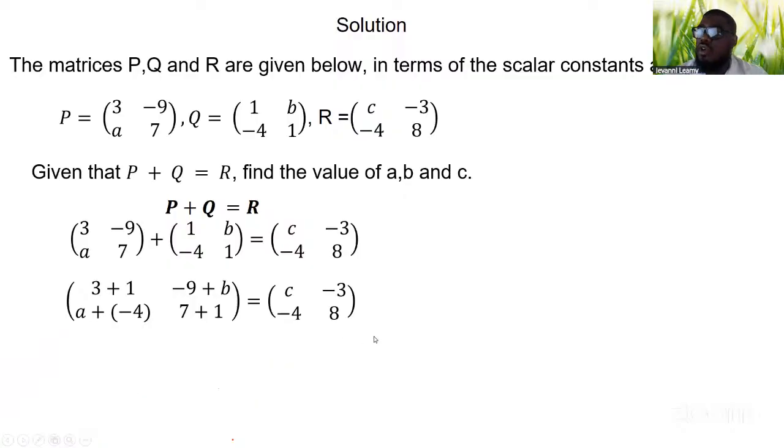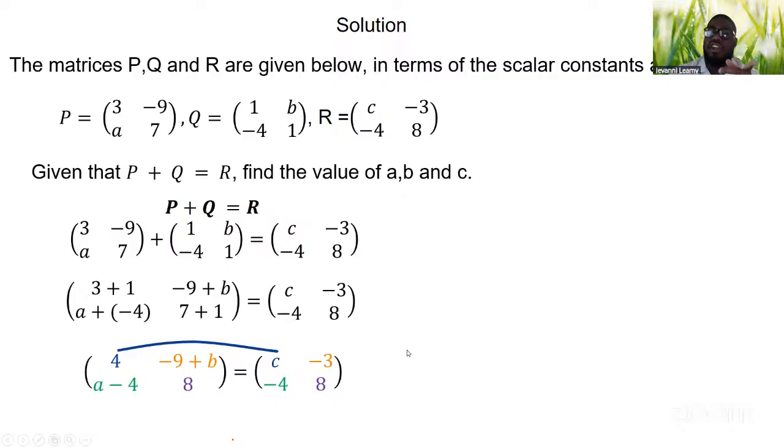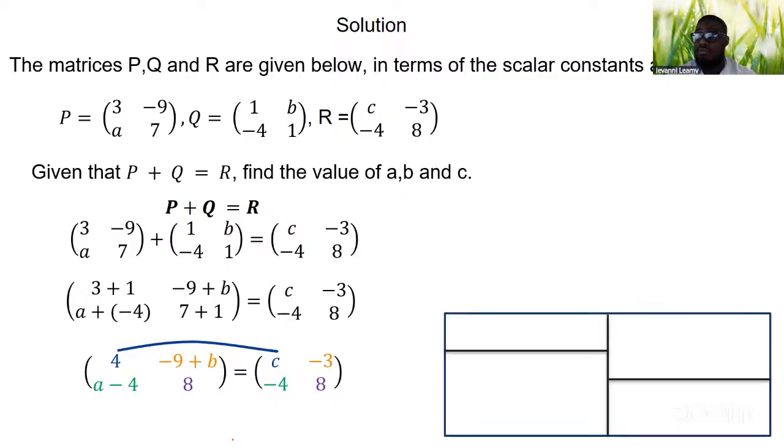All right, so now you're gonna see, let's match. So 4 is equal to C, right? So I have a little table with my solutions. So 4 is equal to C. Now let's continue. -9 added to B is equal to -3. That's the corresponding elements on the left side and right side of the equation. So obviously we can't leave this as our answer. We need to solve this linear equation.